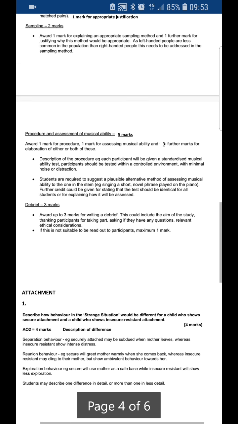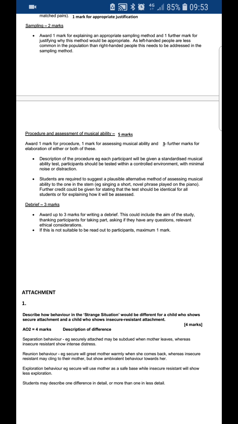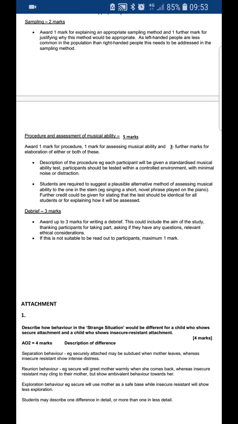Into the procedure, this was quite specific in the way that it was broken down. There was 1 mark for any sort of procedure, i.e. the fact that they were in an experiment, that there were going to be some different conditions. A 2nd mark for how musical ability was going to be assessed, and then a further 3 marks came from elaboration of those points. So a lot of students did get 2 marks. You had done the bog standard, you had given some sort of procedure that there were going to be different conditions, and you had said that you were assessing musical ability.